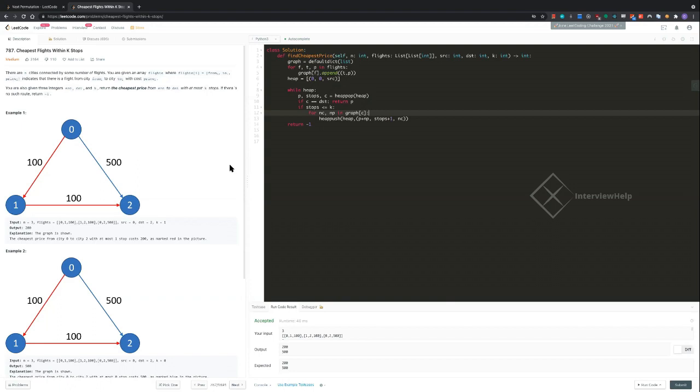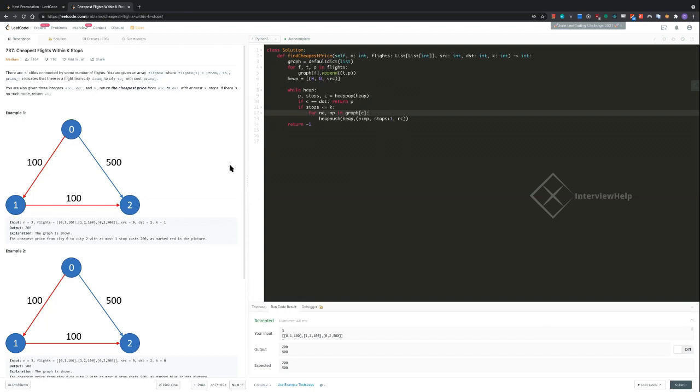So if we can reach N with K stops versus N with K minus 1 stops, you're saying N minus 1 is better? No, I'm not. That's not what I'm saying. I'm saying I don't know which one. Like in the end, I only care about N, right?